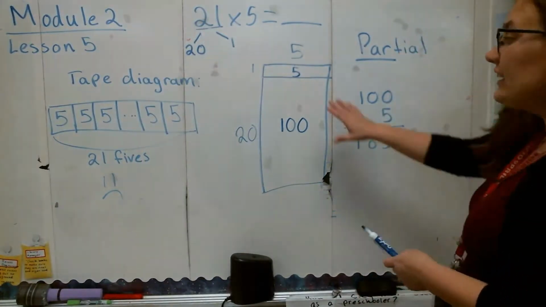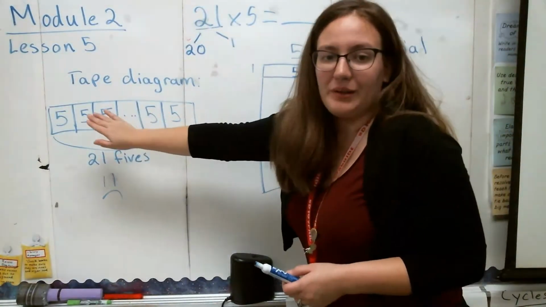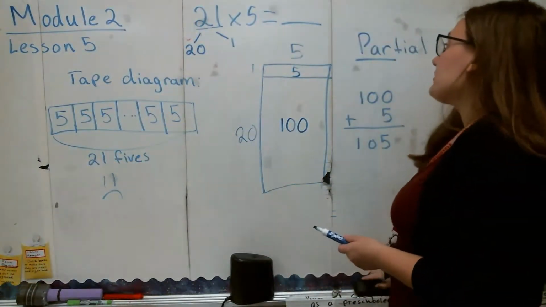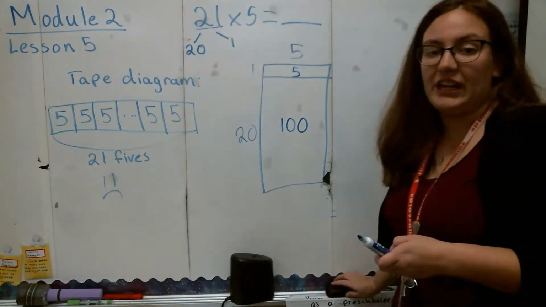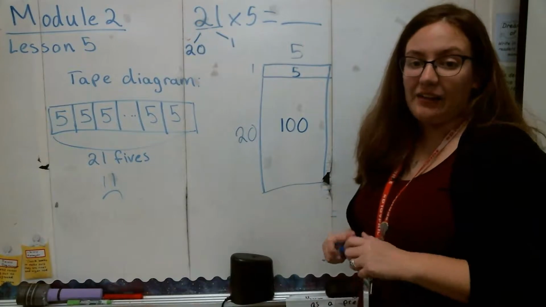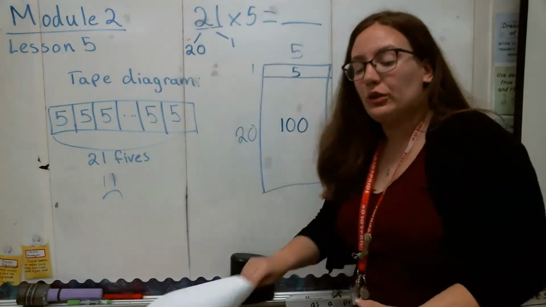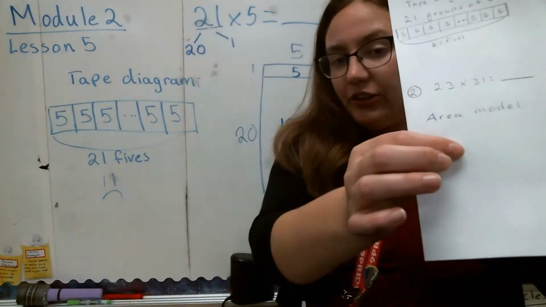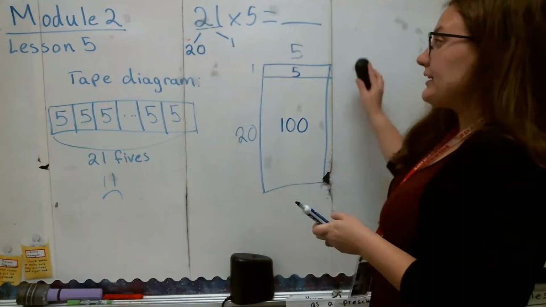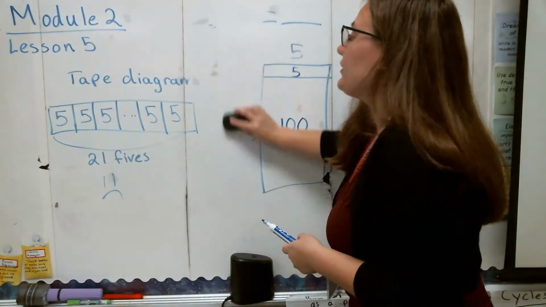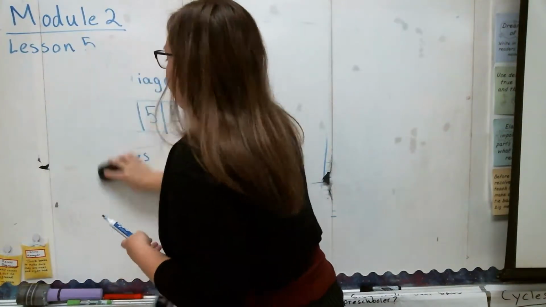And this is a lot easier to solve than trying to add 5 plus 5 plus 5 plus 5. But it also helps me understand what's going on when I solve using a standard algorithm. And we're going to see how this works in our next problem. So you're going to be moving on to problem number 2 in your notes. And this time we're not going to use any tape diagrams. We're just going to be using area models to help us solve our problems.